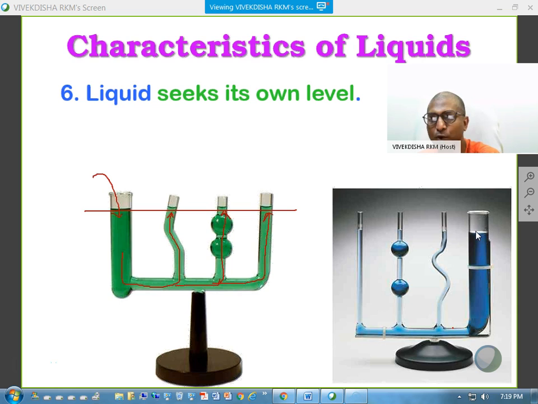Whatever the shape of the vessel, if all are connected, it will rise up to this level. That's why our water tanks are kept on the top of the roof. Water will go down through the pipe and it will rise up even to the level where the roof is. They will try to do that. That's why our water tanks are kept at the roof. We follow this point. So liquid seeks its own level.